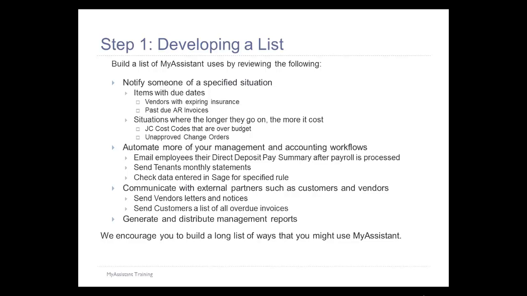Once again, write down 3 examples of things you think MyAssistant can do for you based on this slide. In the beginning, it's helpful to have 5 to 10 ideas of things MyAssistant can do for you. And then once you get the software pumping out information, it'll spur thought of additional things that MyAssistant can do.